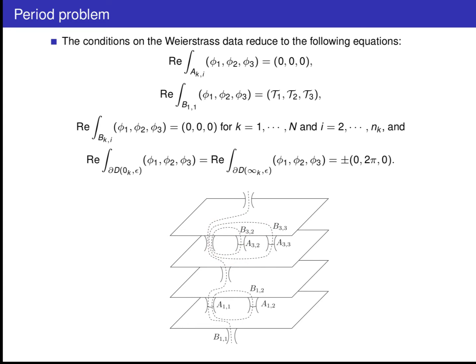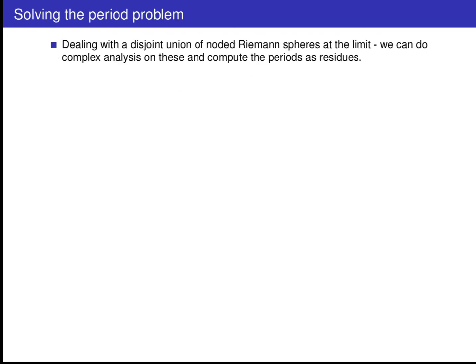When we integrate along all of these other B_ki curves, we're going to want those to all be equal to 0. And then if we do integrate around the punctures, we're going to put them at 0 and infinity. So at each level, I'll get a different puncture, labeled 0_k for the kth level and infinity_k for the kth level. So integrating along those, we're going to get that period plus or minus (0, 2π, 0). So those will be our conditions, basically our period problem for our setting.